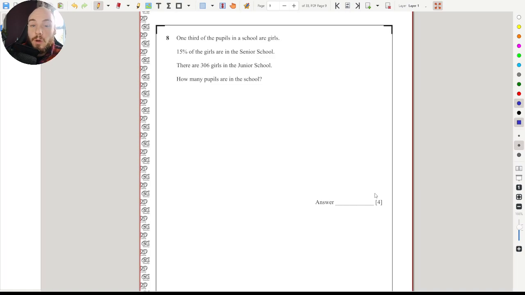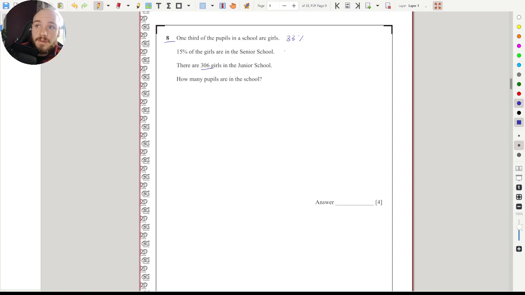So now we're on to question 8. Okay, a lovely percentage question. One third of the pupils in a school are girls. Okay, so 33%. Okay, 15% of the girls are in senior school. 306 girls are in junior school.